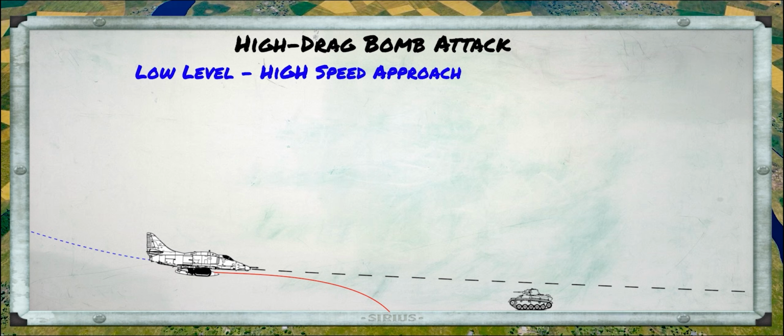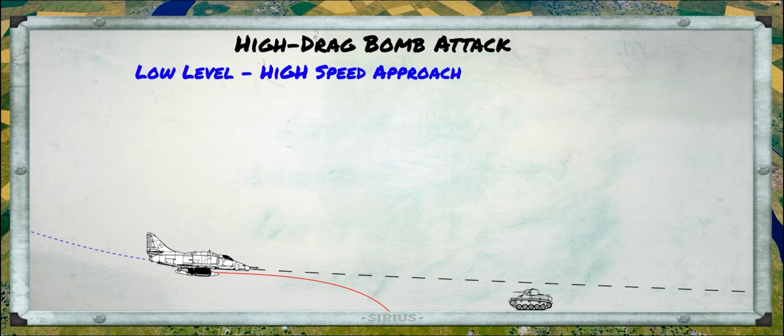But the summary is that the reason why you might want to use a high drag bomb attack is because it is the best kind of attack to use if you want to fly at low level and high speed. And of course, you might want to do that if you're flying into an area that's very heavily defended. So if you want to fly low and fast in order to avoid the flak, then you want to use high drag bombs. So you need to know the techniques for using it.